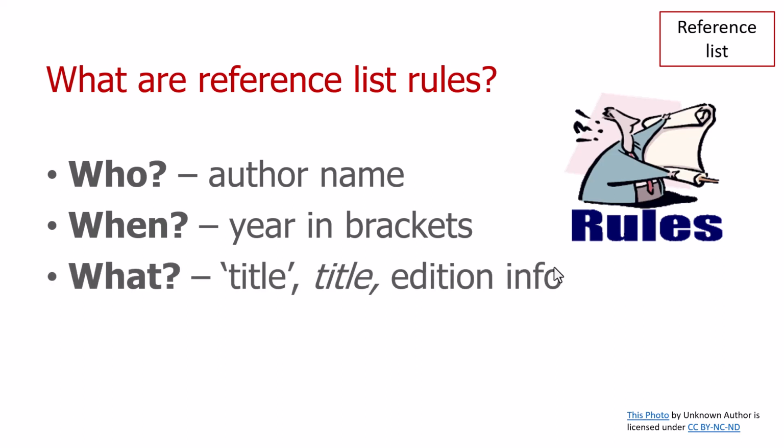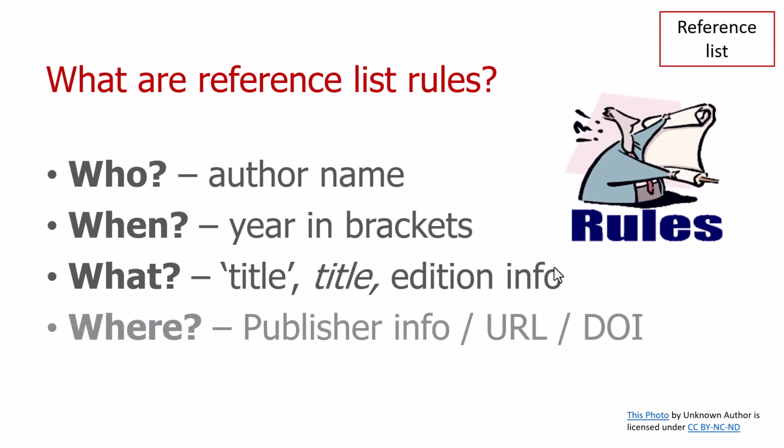You then say what it is, what it's called. A title. If it's an article title, it goes in single quotation marks. If it's a journal or a book title, it goes in italics. And if there is any additional information that's relevant, that goes in this section as well. And finally, where? Where can we find it? You need to provide the publisher information, the place of publishing, and then the publisher.